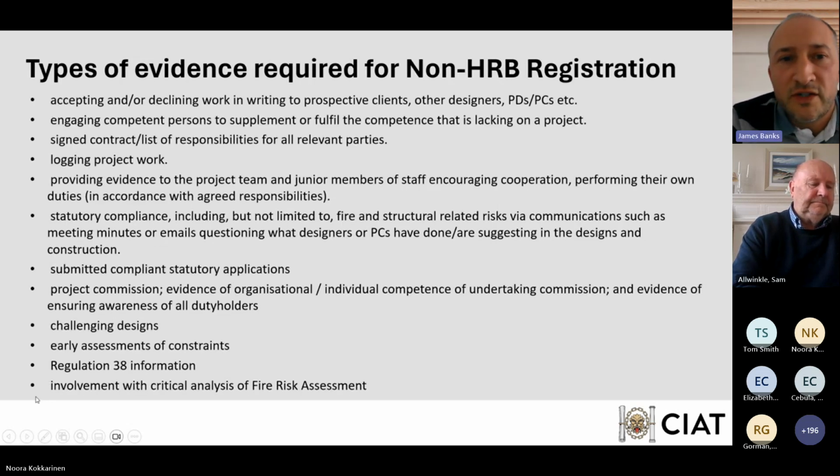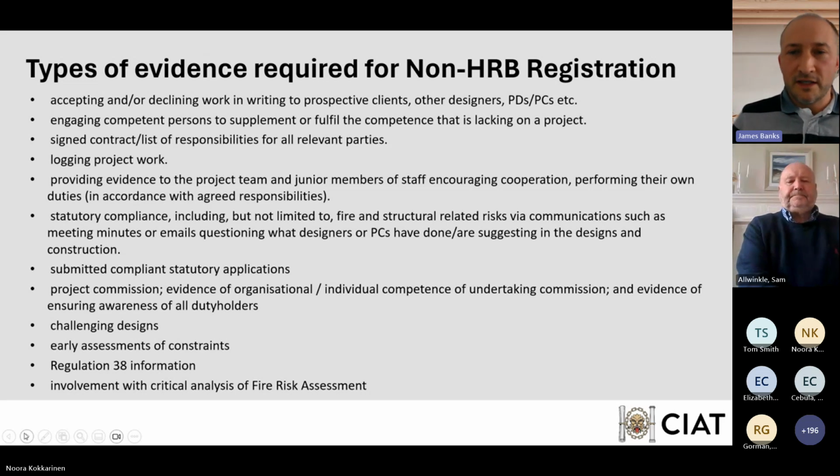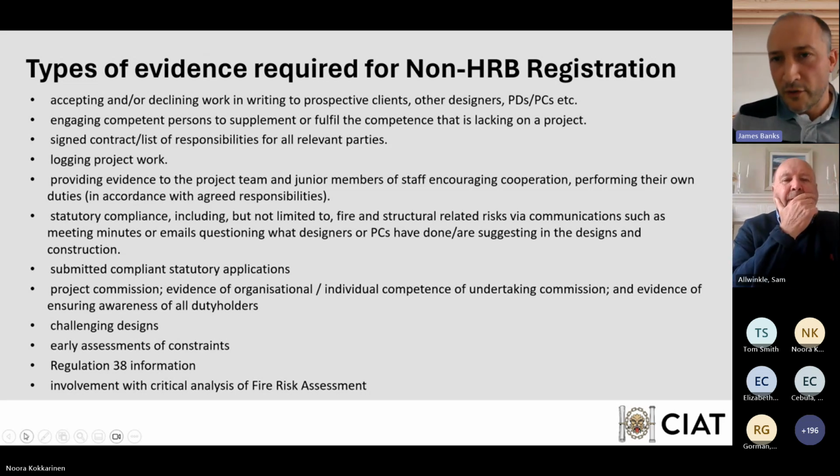So yeah, for non-HRB registration here, there's a bit more of a detailed breakdown of the types of evidence you could potentially provide. Again, this is not a list of you must provide one and all of these. It depends on the project, your roles and responsibilities, and what you can provide to show CIAT that you're competent in those specific functions. So again, this is to give you an easy to digest flavour of the performance evidence or the performance requirements that you're going to need to put into your portfolio that would demonstrate the performance requirements of the competency framework.